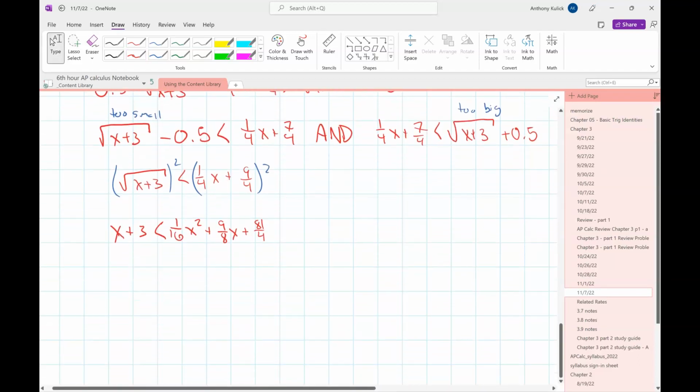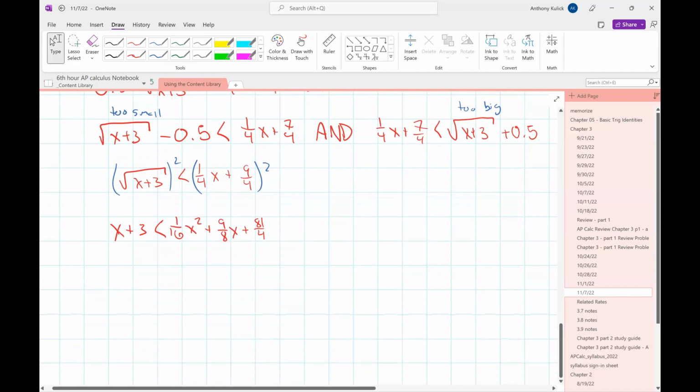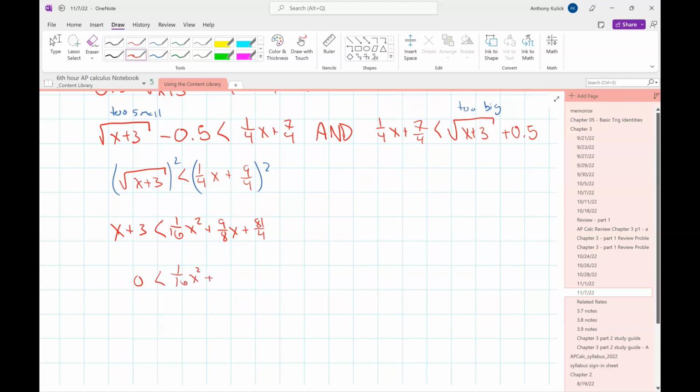What am I left with now? It's a quadratic inequality, right? To solve that, it has to equal 0. So I'm going to subtract x from both sides. So 9/8 minus 1 is just 1/8. And then 81/4 minus 3 will be what, like 69/4?